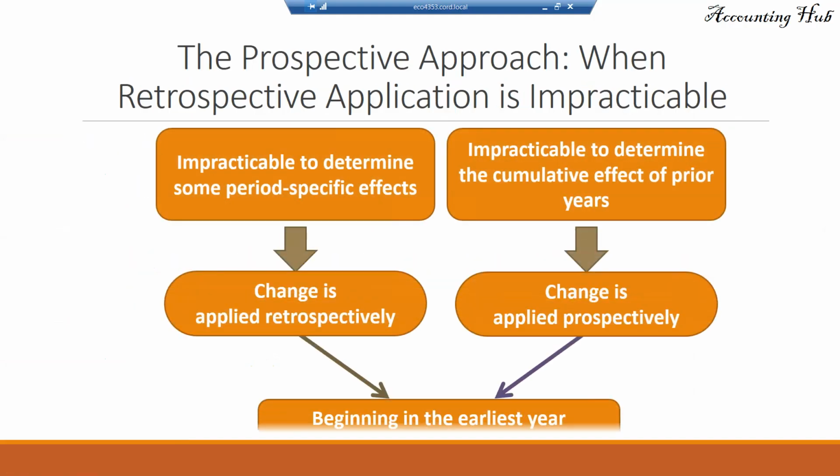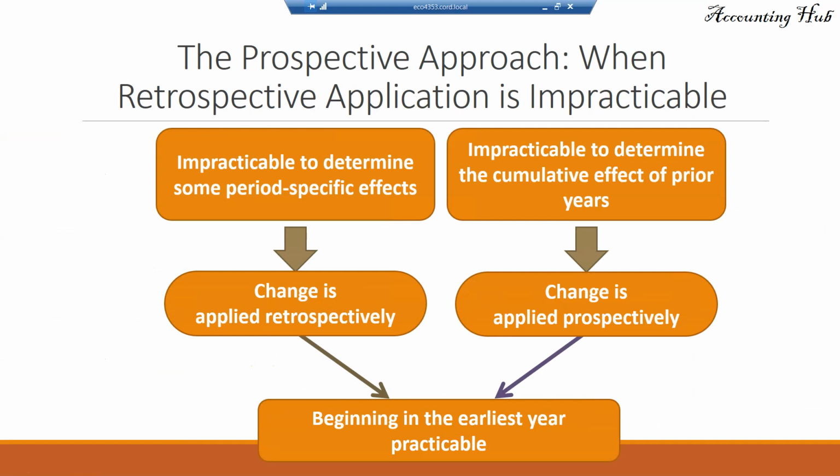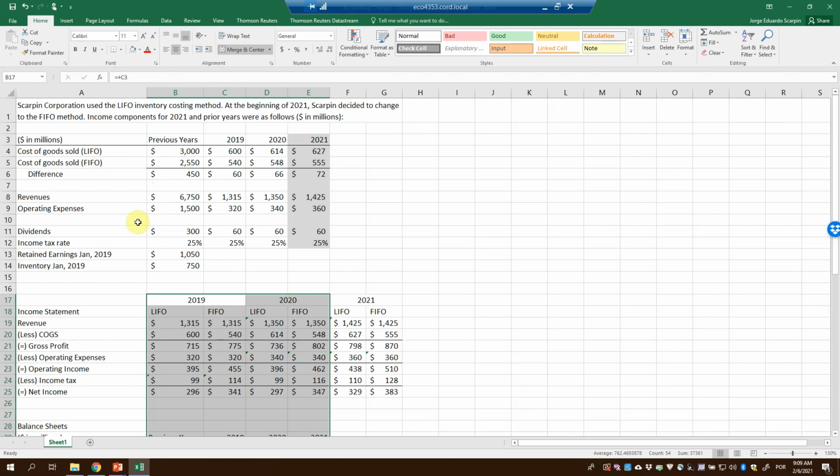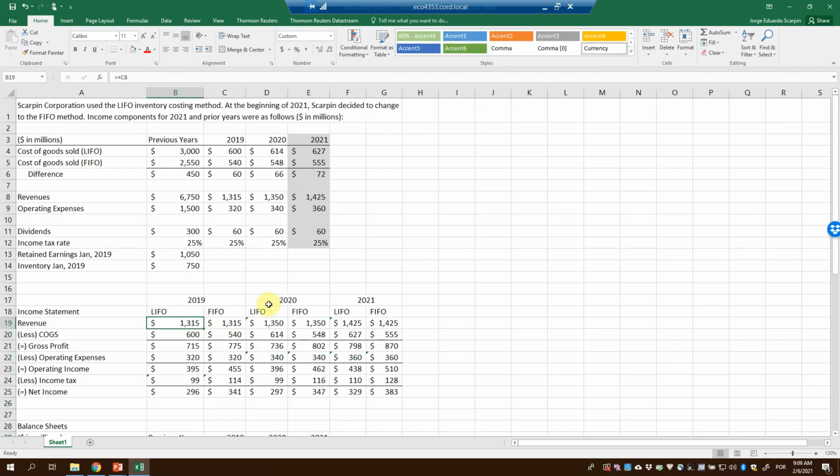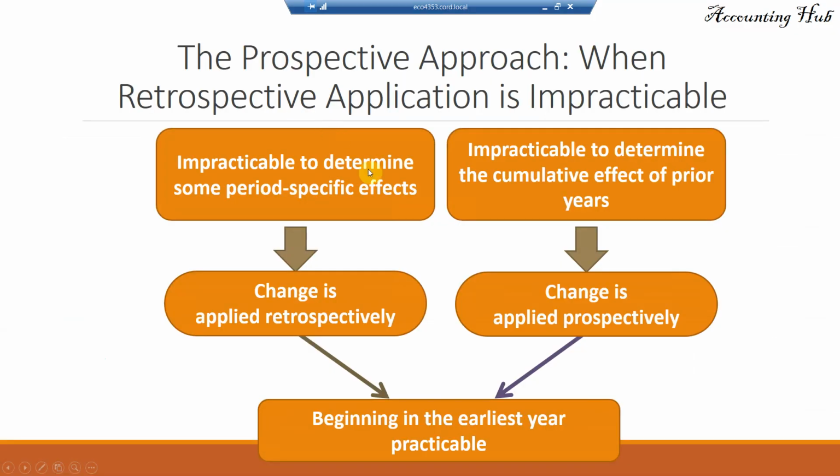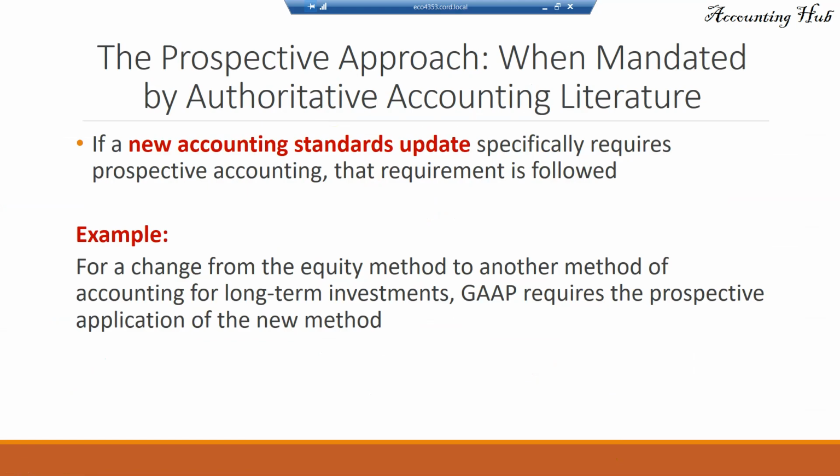Prospective approach, when retrospective application is impractical. Impractical to determine some period specific effects. Impractical to determine the cumulative effect of prior years. So we start doing it at the beginning in the earliest year practicable. We have no records of inventories on previous years, or we have it only in 2020. We don't have this cost of goods sold here for the previous years. So we start on 2020. Okay, so that is when retrospective application is impractical.